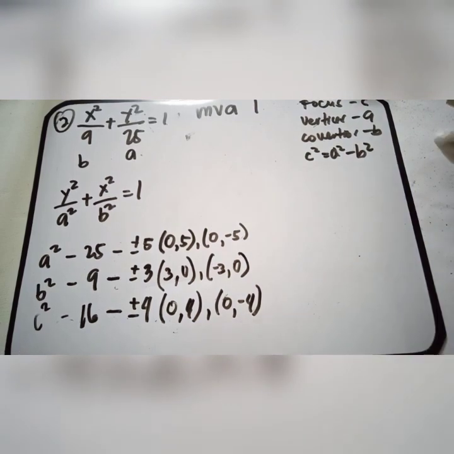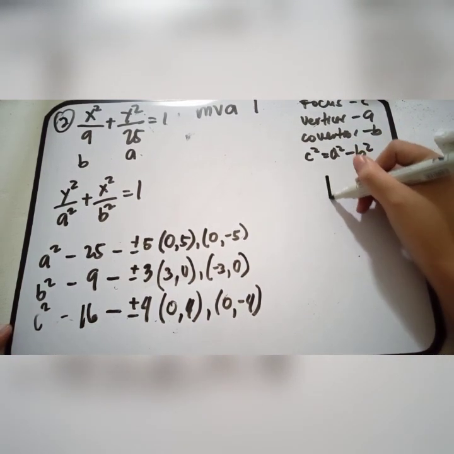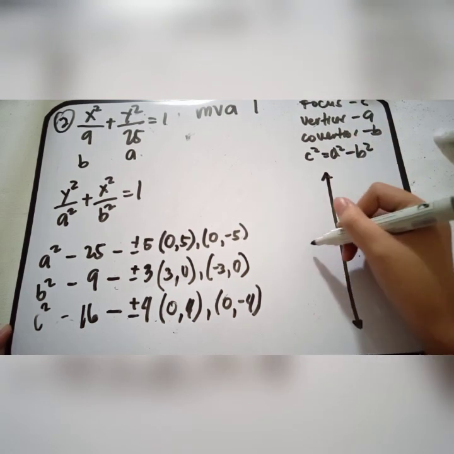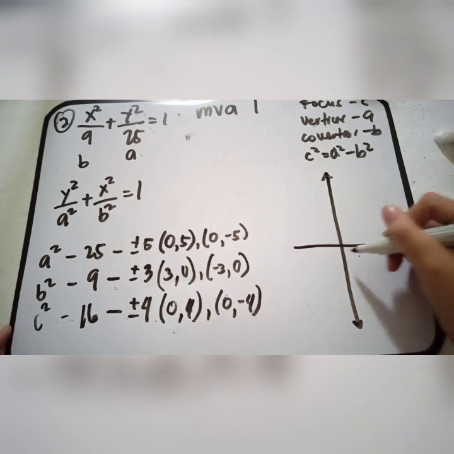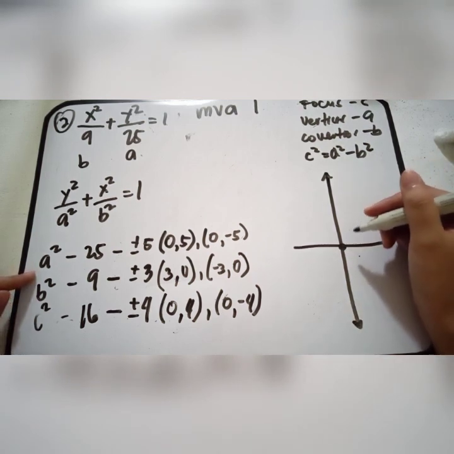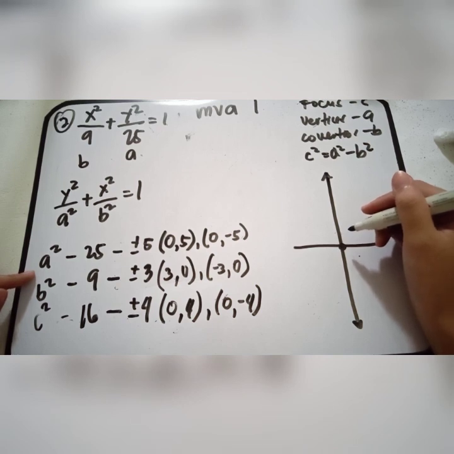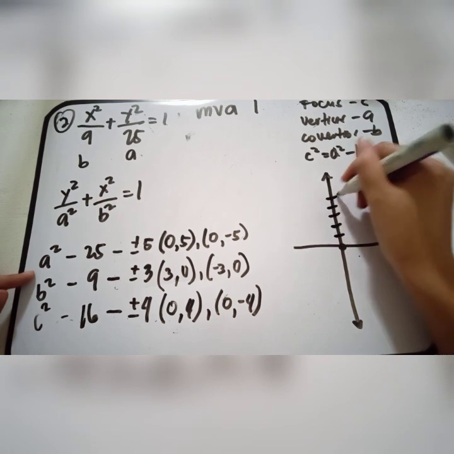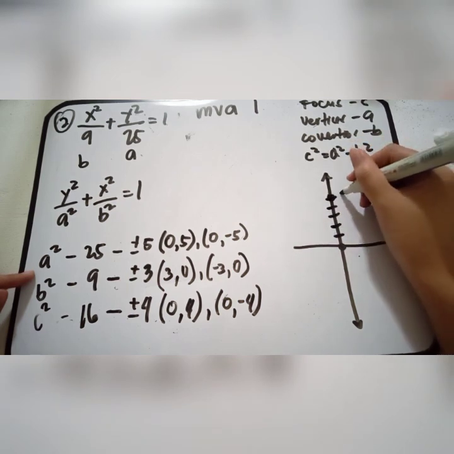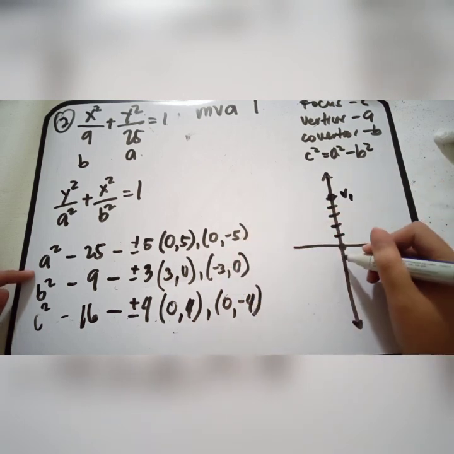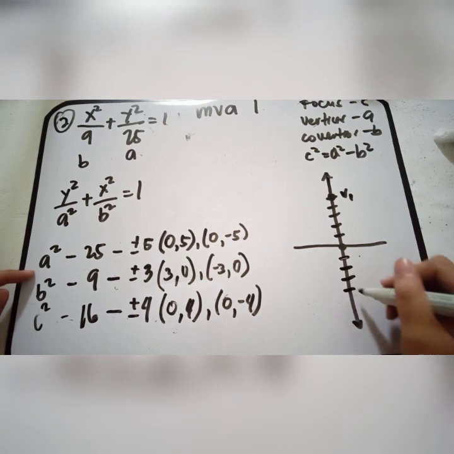Okay, let's plot. Okay, mas mahaba yung vertical. Mas maliit yung horizontal. Okay, what is the value of our A? A is positive, 0, positive 5. So, let's count. 1, 2, 3, 4, 5. That's V1. Next, 0, negative 5. So, 1, 2, 3, 4, 5. It's the vertex 2.